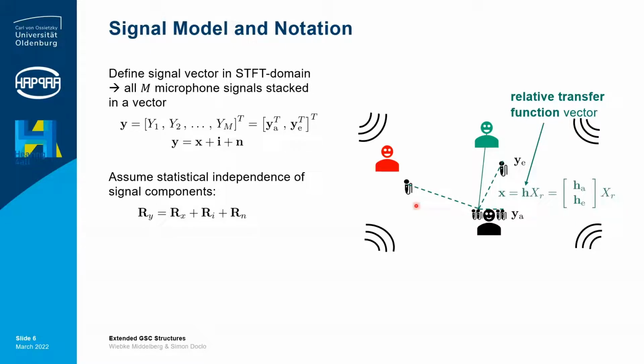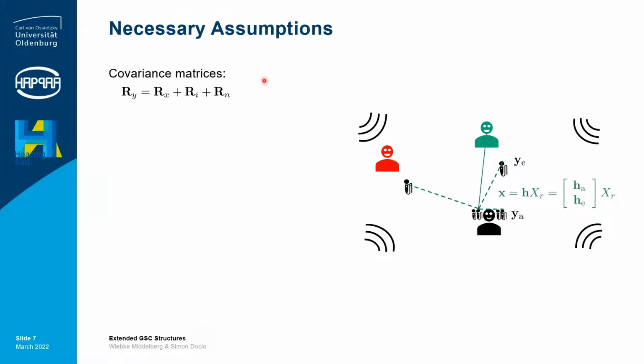Furthermore, we can define the second order statistics of our signal as the noisy covariance matrix, which is equal to the sum of the target, interferer, and noise covariance matrix if we assume statistical independence of the different signal components. We now consider the target speech covariance matrix, which is a rank 1 matrix spanned by the RTF vector and scaled by the target power spectral density.